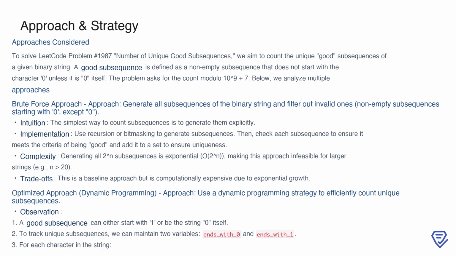One approach we can consider is brute force. This involves generating all possible subsequences of the binary string, filtering out the invalid ones, and then ensuring the remaining subsequences are unique. While conceptually straightforward, this method quickly becomes computationally expensive as the number of subsequences grows exponentially with the length of the string. For example, for a string of length n, there are 2 to the power of n possible subsequences, which is infeasible for larger values of n, such as n greater than 20. This makes brute force impractical for solving the problem efficiently on larger inputs. Instead, we need a more optimized approach, such as dynamic programming, which we will explore next.